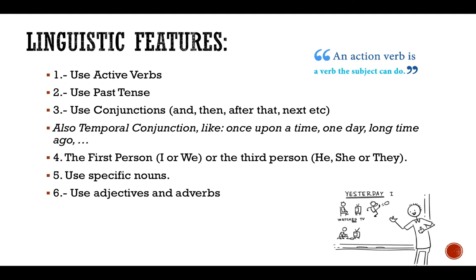Bien, estas son algunas principales características que tienen en la lingüística este tipo de textos. Se utilizan verbos activos, es decir, verbos que son realizados por los sujetos. Como les decía, esto se narra en pasado simple por lo regular o en algún tipo de pasado. Se utilizan conjunciones como y, entonces, después de eso, siguiente. O conjunciones temporales como había una vez, un día, tiempo atrás.